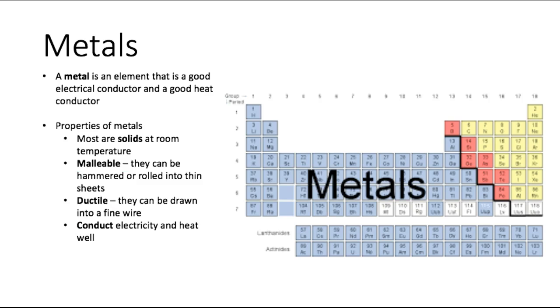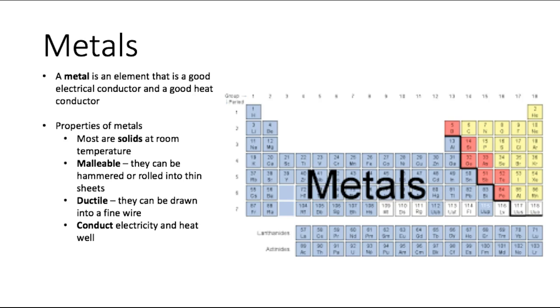The periodic table can be separated into a couple of broad classifications. And the first one is metals. The metals are everything to the left of the staircase on the periodic table. A metal is an element that is a good electrical conductor and a good heat conductor. Some properties of metals are that most of them are solids at room temperature. They are malleable, and this means that they can be hammered or rolled into thin sheets. So think of a hammered copper bowl. The copper can be molded into a shape because it's malleable.